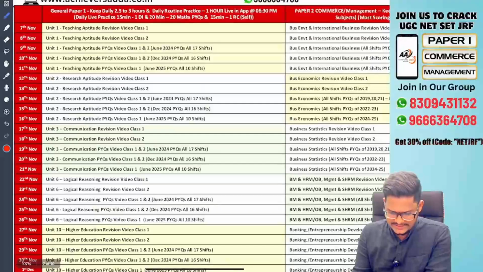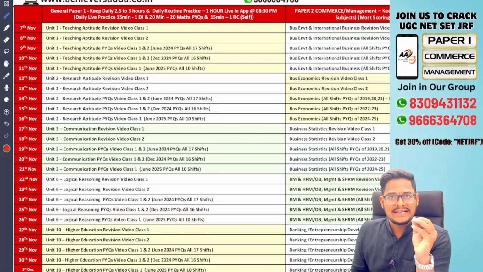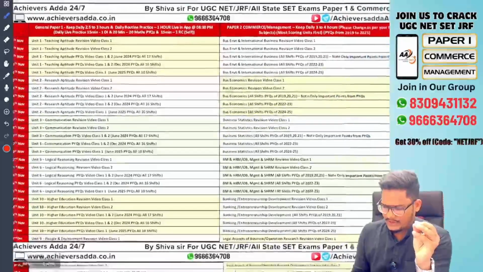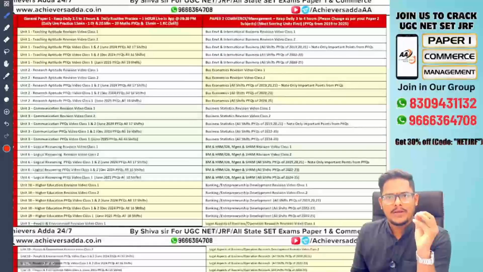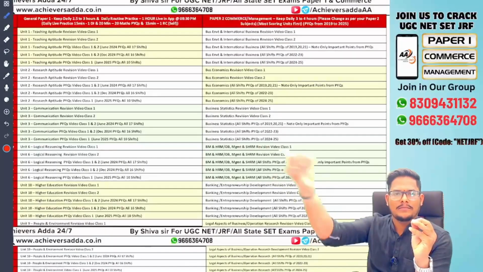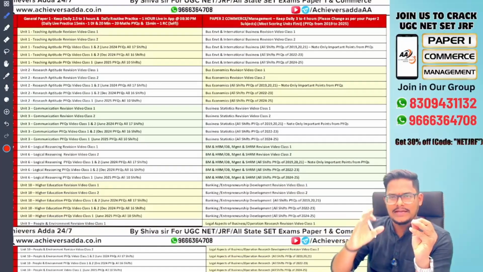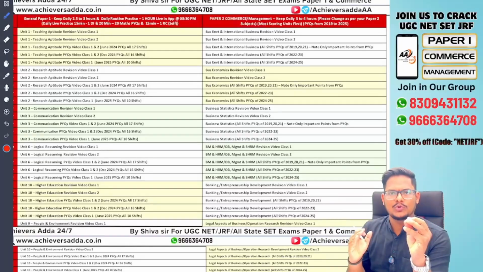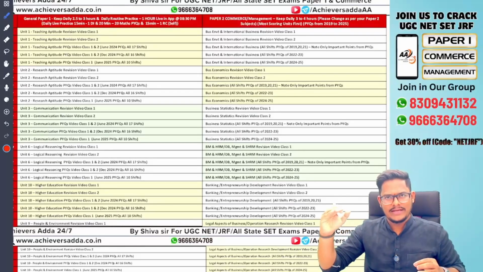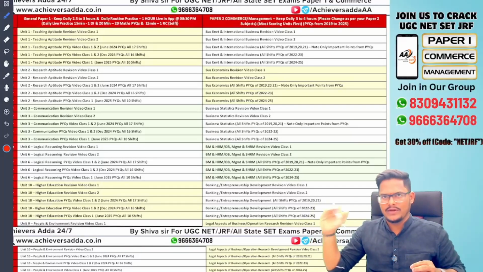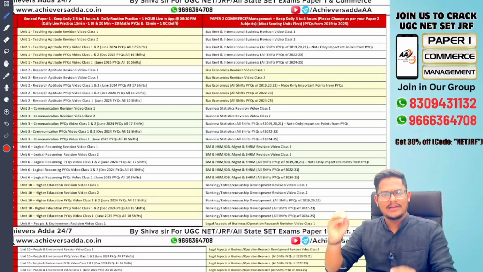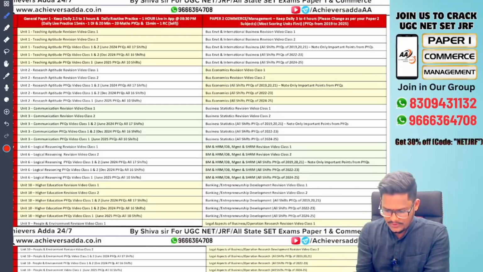Before going into this schedule, just one small thing. Total 10 units are there in Paper 1 and Paper 2. In Paper 1, the 10 units you can divide into two parts. Unit 5, mathematical aptitude and data interpretation, unit 7, and unit 3, reading comprehension, keep aside. They require regular practice, I will tell you.